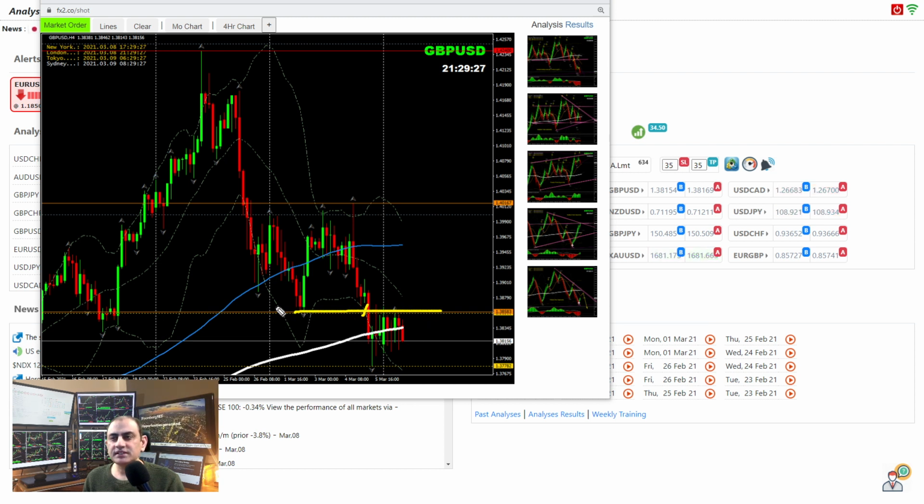You can see here, that's the daily. And you can see here it's sort of a consolidation. So technically, you can see here that sort of a triangle pattern is developing. So let's see tomorrow how the price is going to do.